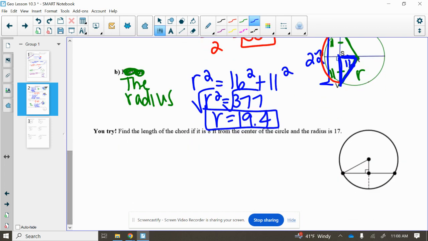All right, down below we have one for you to try. They are giving you the length of a chord is 8 from the center. The radius is 17. They want you to solve eventually for the whole chord. So find the value of x first and then the whole chord.